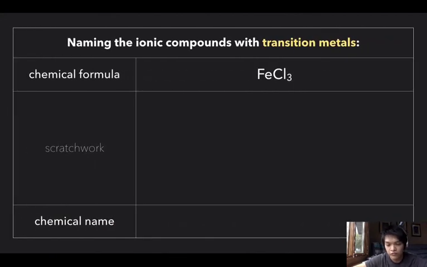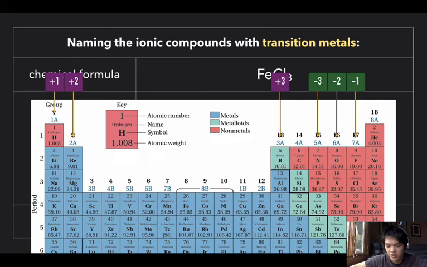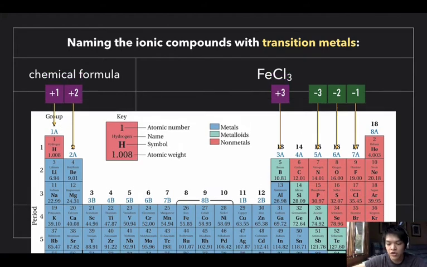Here we have iron. Now, iron can have multiple charges because it's a transition metal. So what kind of charge is it? We're going to have to figure that out. And we have chloride. Chloride, what charge is that? We can figure that out. We're going to look at the periodic table. Chloride is right here. That means chloride has a -1 charge. Okay, so remember that.